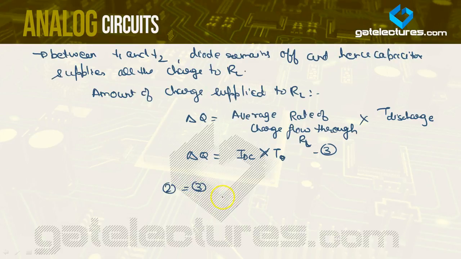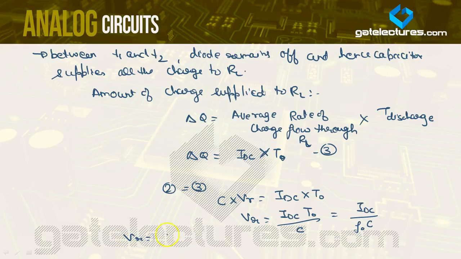So we can say that C into VR is equal to IDC into T naught. So VR is equal to IDC into T naught by C, which is also equal to IDC by F naught into C. So we can say ripple voltage is equal to IDC upon F naught C. This is an important expression. Okay, so VR, ripple voltage, is equal to IDC upon F naught C.